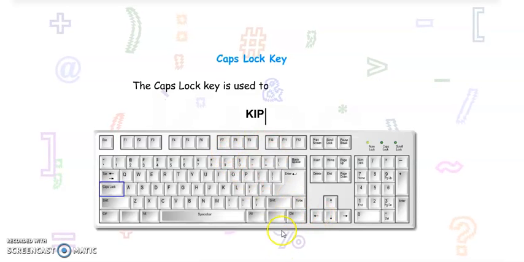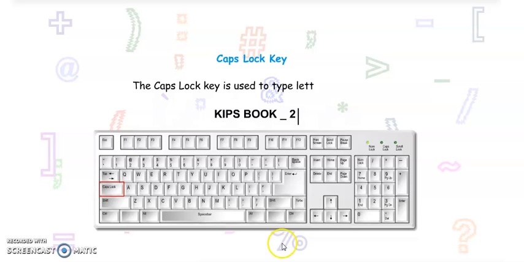The caps lock key. The next special key is the caps lock key. It is used for typing capital letters. In the normal way, if we are typing with the alphabet keys, they come in small letters. If we want to type capital letters, we have to turn on the caps lock button. We have to press it once, then a light will blink here, and it is on. That green light will be on. It means caps lock is on.